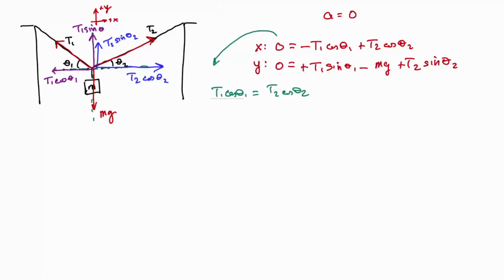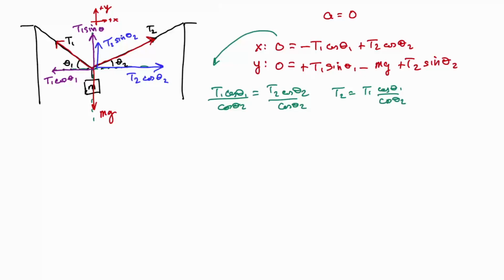I moved the T1 cosine theta 1 to the other side, which makes it positive. A lot of you are saying, add T1 cosine theta 1 to both sides. Yes, those are identical things. They're equivalent. Then I'm going to divide by cosine theta 2, so that T2 is equal to T1 cosine theta 1 over cosine theta 2.